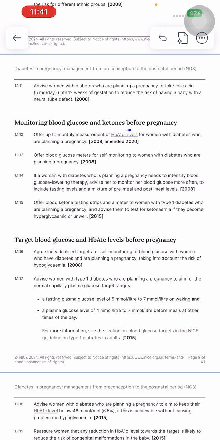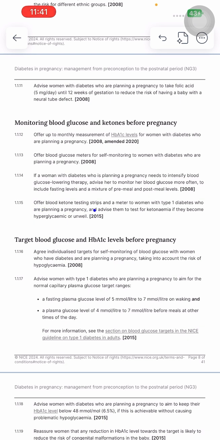Monitoring blood glucose and ketones before pregnancy. Offer a monthly measurement of HbA1c level for women with diabetes who are planning a pregnancy. Offer a blood glucose meter for self-monitoring. If a woman with diabetes who is planning a pregnancy needs to intensify blood glucose lowering therapies, advise her to monitor her blood glucose more often, to include fasting level and a mixture of pre-meal and post-meal levels.